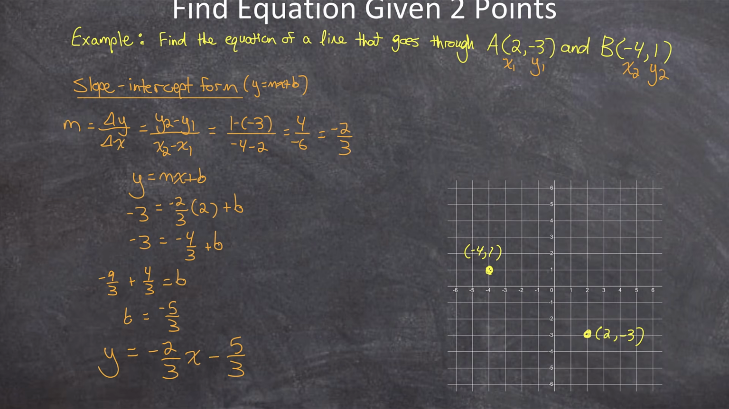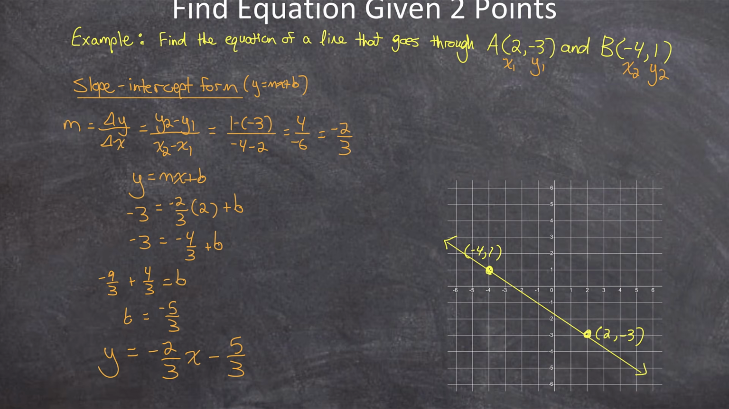Let's connect the points on this graph and see if that matches the equation we found. The y-intercept on the graph looks like it's at about negative 1.67, good. And the slope between the points is supposed to be down 2, right 3. That's my rise and my run. So if I go down 2, right 3, yep, I get a point. Down 2, right 3, another point. Down 2, right 3, another point.